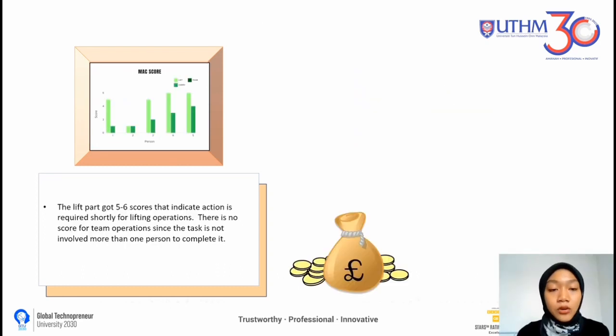For the MAC score for cashier, the lift part got 5 to 6 score that indicates action is required shortly for lifting operation. There is no score for team operation since the task is not required in more than 1%. For the recommendation in cashier operation, cashiers should be given anti-fatigue mats. It will relieve the tiredness produced by lengthy hours of standing on a hard surface. They also can boost productivity by eliminating forceful exertion tasks.